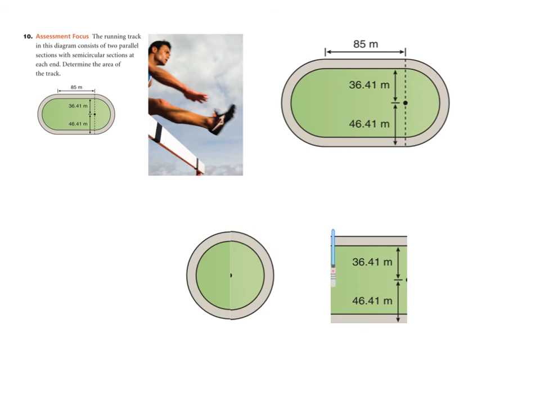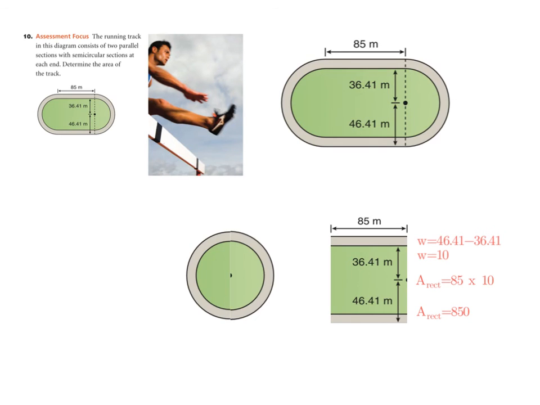I know that the length here is 85 meters, as we see up here, and from this width of the track, well, I know from halfway point down to the bottom is 46.41, and from the halfway point just to the edge of the track is 36.41. So that means the track has a width of 10 meters, and that's going to be the same for both sides. So the area of each one of these rectangles is just 85 times 10, so 850 meters squared.